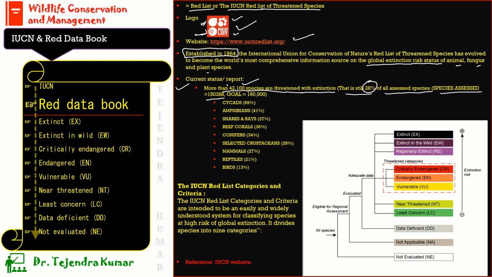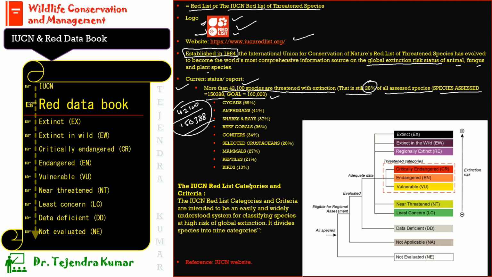1,50,388. If you see the extinct species out of them, then 42,100 out of the 1,50,388. So you will get that 28% of species are extinct or under threatened condition nowadays. And the goal of this IUCN is about the assessment of the species, around 1,60,000. They are trying to assess 1,60,000. It is the goal of IUCN.